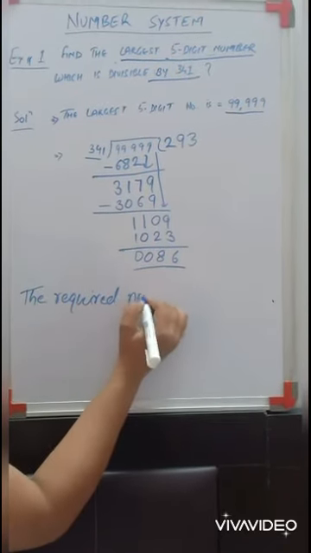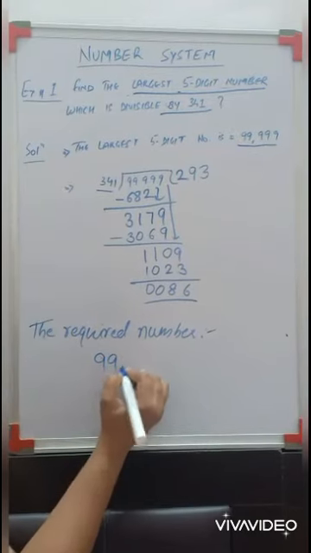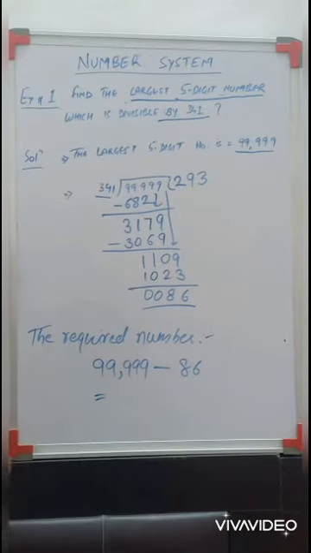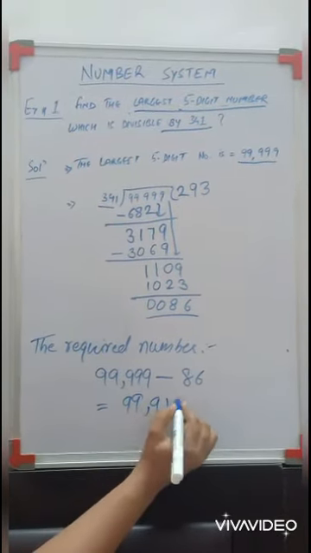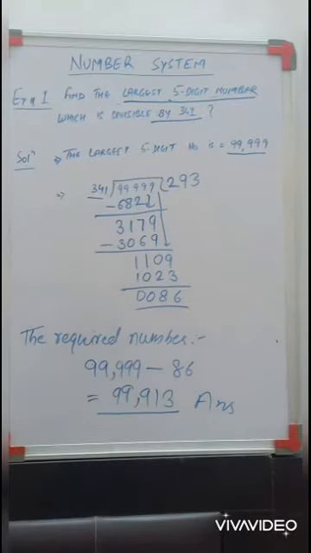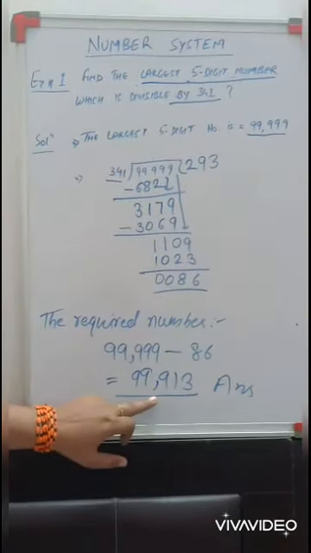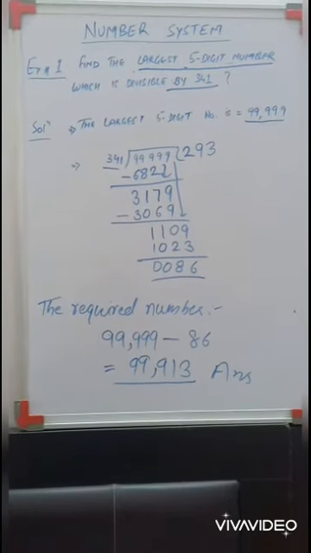So what is the required number? The largest 5-digit number which is completely divisible by 341 will be 99,999 minus 86, which is 99,913. This is your answer. This is the largest 5-digit number divisible by 341, because when we divide it by 341 you get a remainder of 0. Next I am going to give you some questions of the same type that you need to solve.